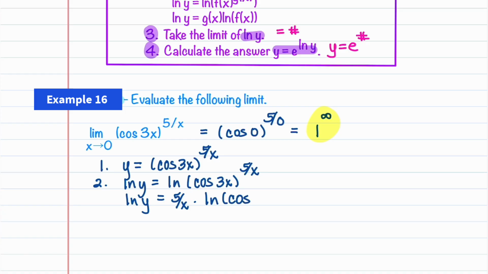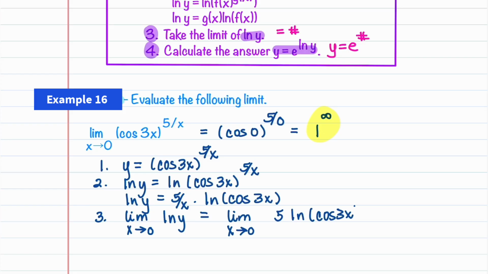of cosine of 3x. Now in step 3, we're going to take the limit. We were given that our limit is x is approaching 0. So we're going to take the limit as x goes to 0 of both sides, natural log of y, and then the limit as x goes to 0, 5 natural log cosine 3x, and we're going to write the 1 over x down here on the bottom. So we'll write the x like that.